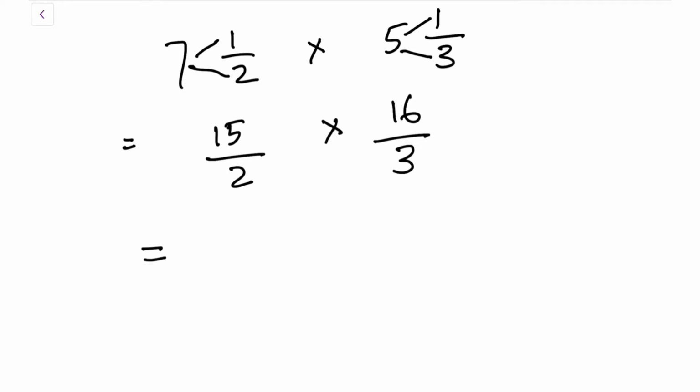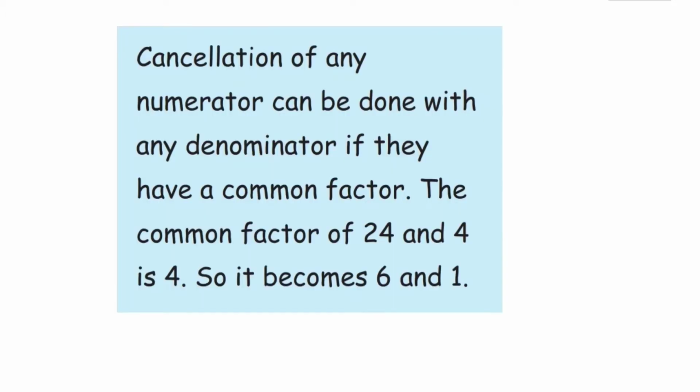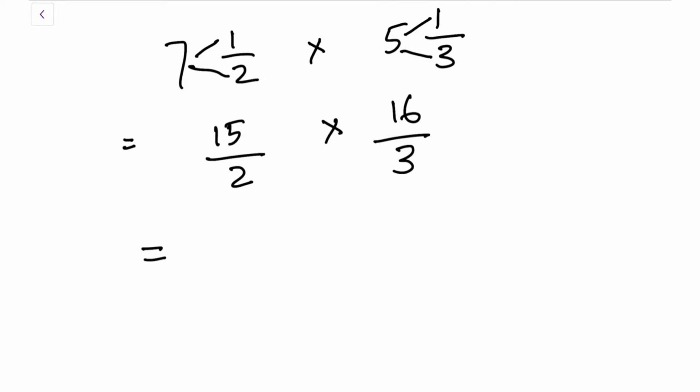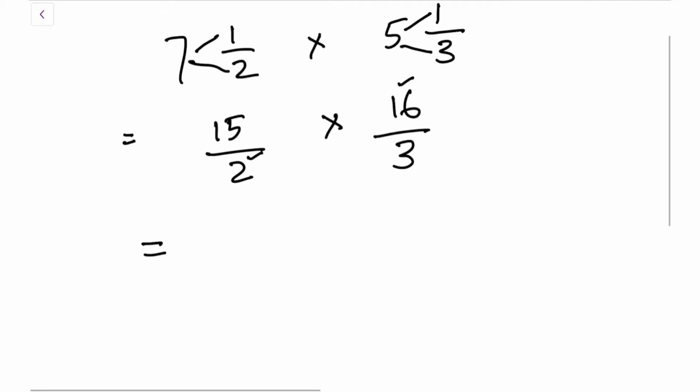Once you have changed the mixed fraction into an improper fraction, now you are ready to cancel any numerator or any denominator if they have a common factor. Remember, cancellation of any numerator can be done with any denominator if they have a common factor. Let's see. As you can see, we have 16 and 2. The common factor of 16 and 2 is 2. That's right. So we can do the cancellation. 2 1s are 2, 2 8s are 16.